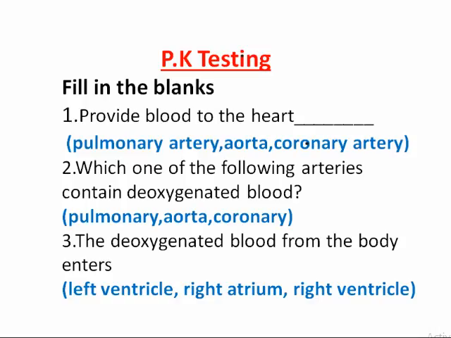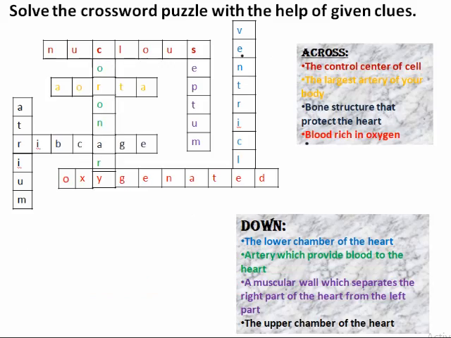So dear students, now open page number 17 from your books and write your date and classwork on the top of the page. On page number 17 where we left, now move toward the next question. Question number 2 is solve the crossword puzzle with the help of given clues. So in this question they gave some clues, and we have to solve this puzzle with the help of these clues. Okay, the first one is the control center of the cell. This is nucleus. The largest artery of your body is, this is aorta.